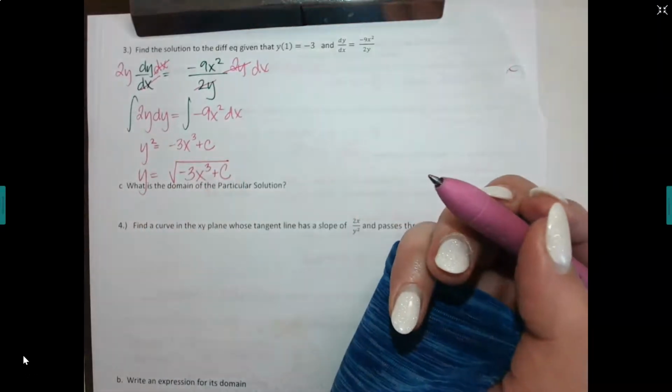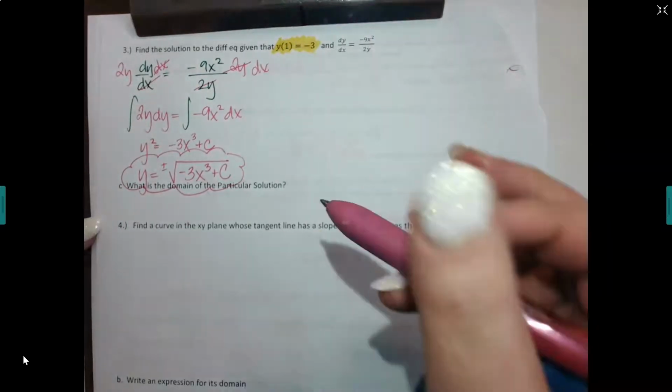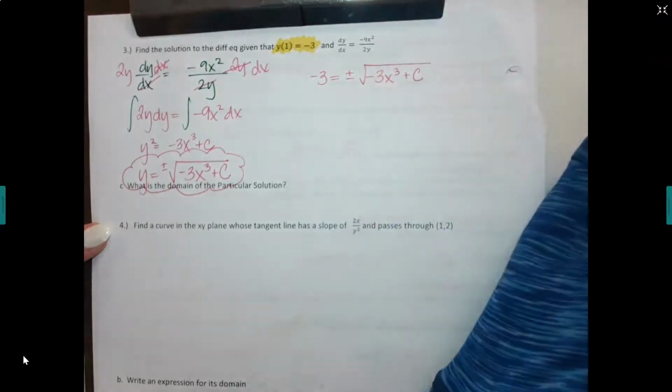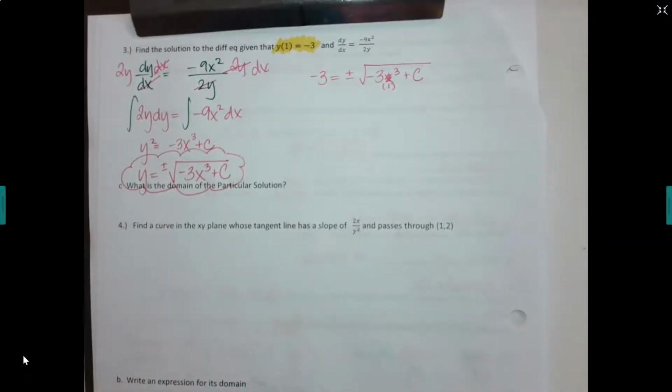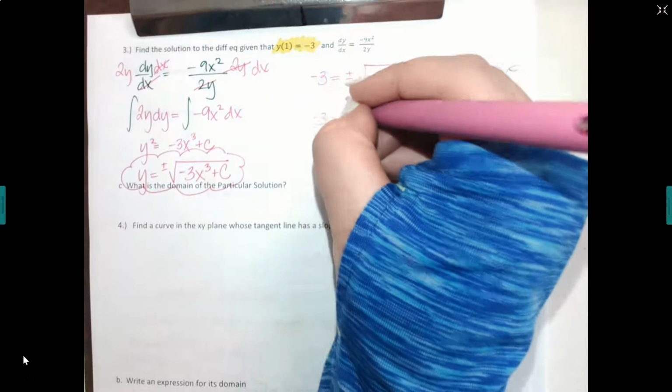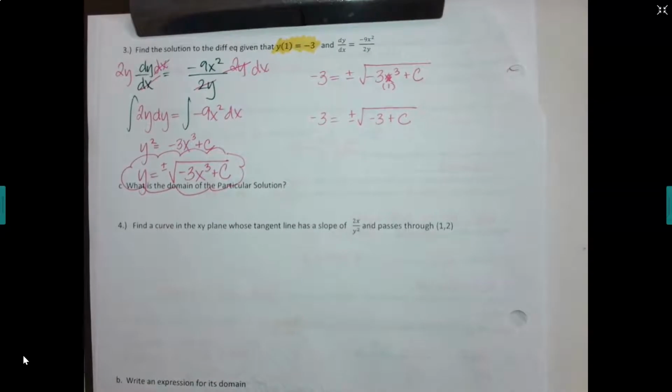Okay, what's wrong with it? Plus or minus. Now remember, my general solution can have a plus or minus, but when I use my ordered pair, I'm going to have to choose. So for the next one, I want y of 1 to be negative 3. Then I want negative 3 to equal plus or minus the square root of negative 3x cubed plus c. Oops, this should be a 1. So 1 cubed is 1. 1 times negative 3 is negative 3. So I have the square root of negative 3 plus c equals negative 3.